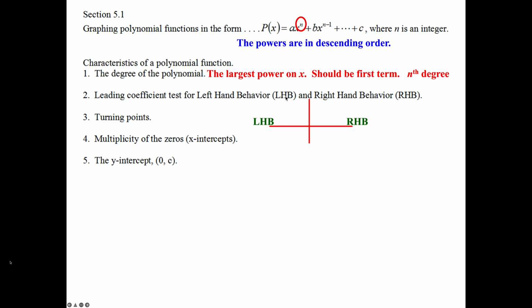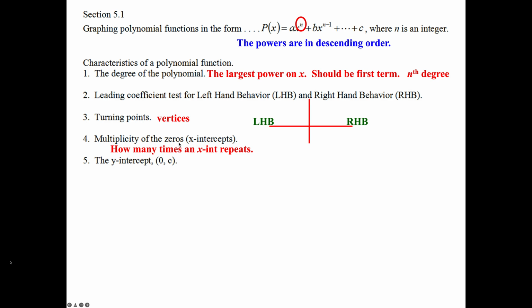So when I talk about left and right hand behavior, we're talking what does the left hand side of the graph look like? What is the right hand side doing? So as my x's approach negative infinity, is my graph going up or is it going down? As my x's approach positive infinity, is my graph going up or is it going down? Your turning points, these are your vertices, just like we talked about with relative mins and relative maxes. Those are your vertices, or turning points.